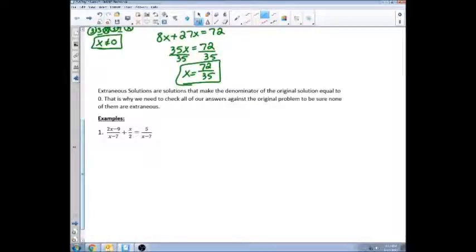Extraneous solutions are solutions that make the denominator of the original equation equal to 0. What that means is that my solution will be the same as my restriction. So if it's not the same as my restriction, my answer is good.